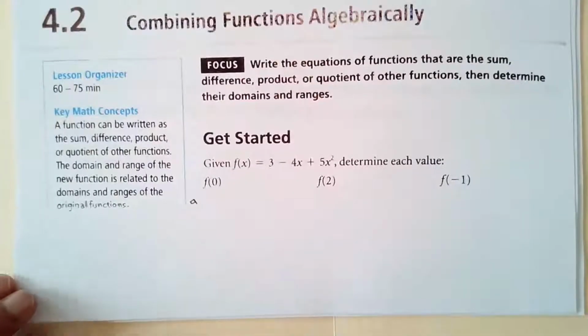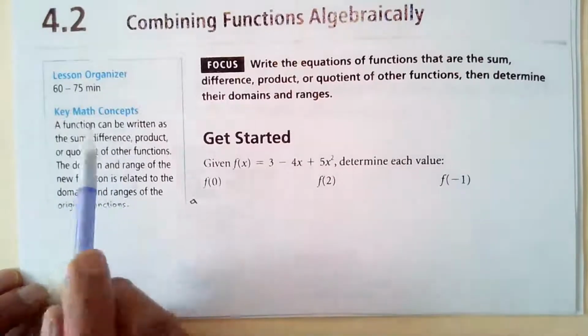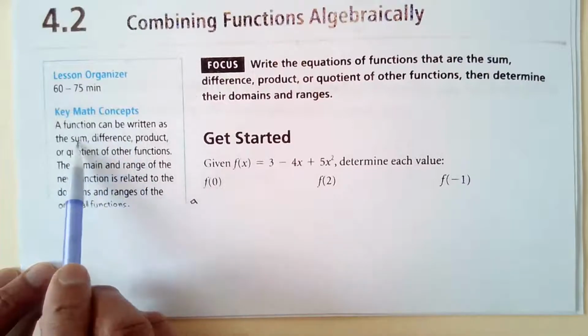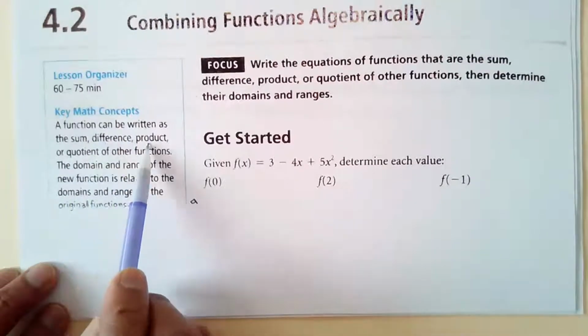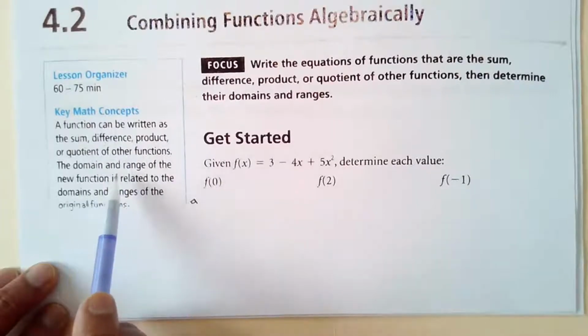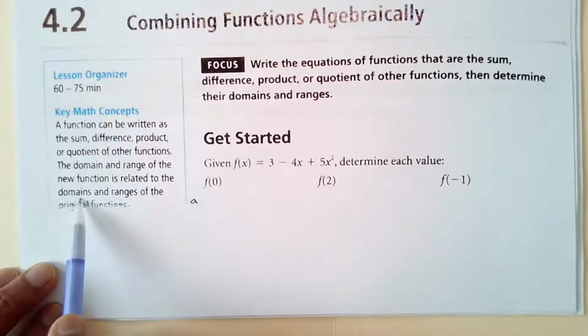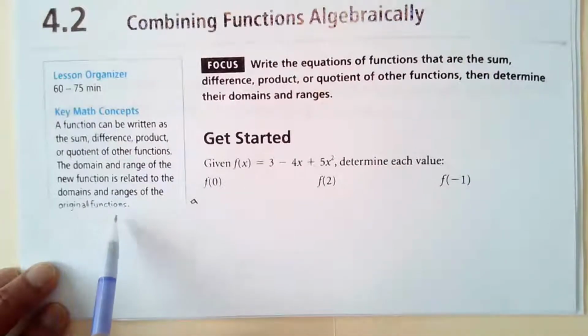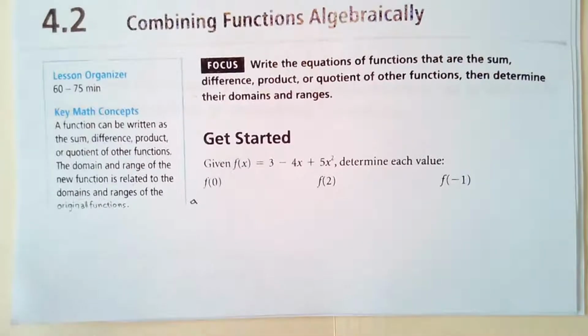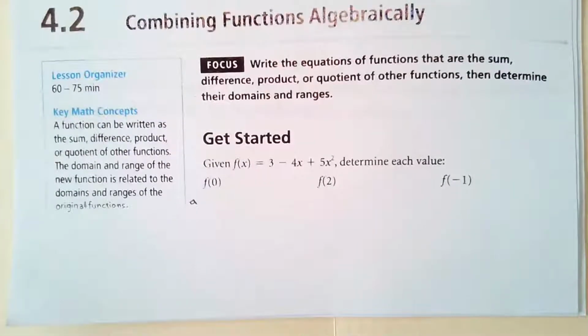So today our key math concept is a function can be written as a sum, difference, product, or quotient of other functions. The domain and range of the new functions is related to the domains and ranges of the original functions. So we'll go through a few examples and we will derive this basic proof.